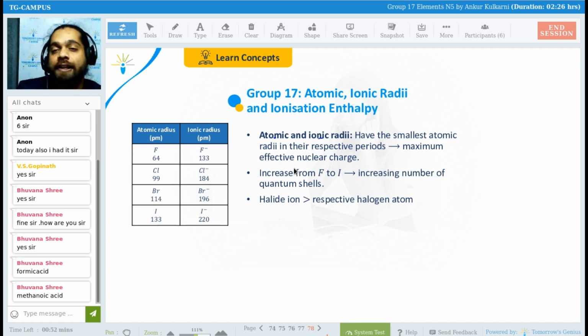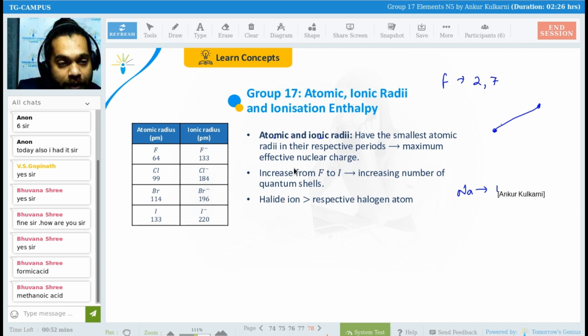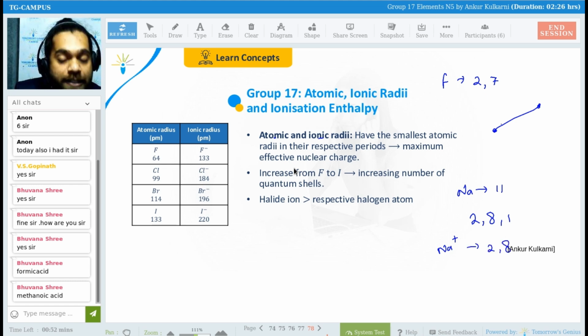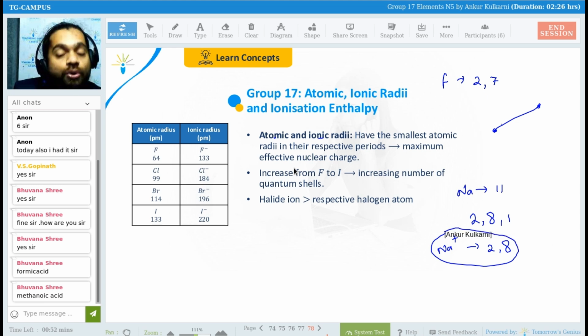See, atomic radii means what? It is the radius of the atom. If I have a fluorine atom, that is 2, 7, the distance from the nucleus to the outermost electron. Now, ionic radii means the radii of an ion. What is an ion? For example, sodium, atomic number 11, so 2, 8, 1. But an ion is the closest stable configuration. It gives away the electron and becomes 2, 8. So the distance for 2, 8 will be your ionic radii.